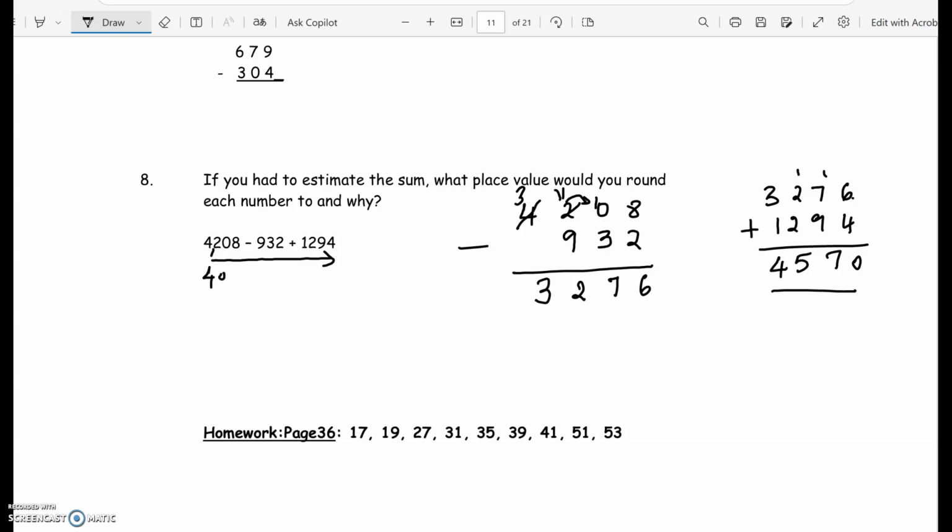4,208 is roughly equal to 4,000. If we round it to the thousands place, 2 tells us to round down. 932, when rounded to the thousands place, remember there's a 0 right now, but if we look to the right, it tells us to add 1. Everything else becomes a 0, so that's equal to 1,000. Then 1,294, the thousands place, 2 tells us to round down, that's 1,000. So roughly your answer has to be 4,000 minus 1,000, which is 3,000, plus 1,000, which is 4,000. And our answer is 4,570.